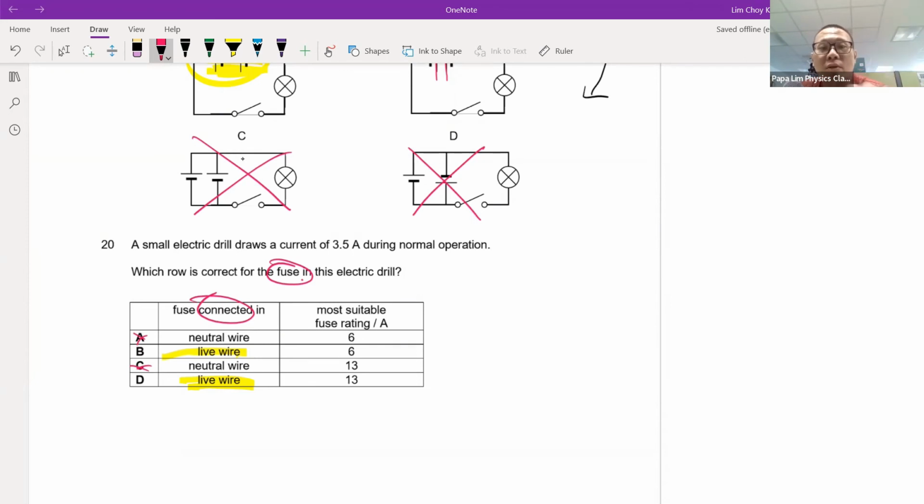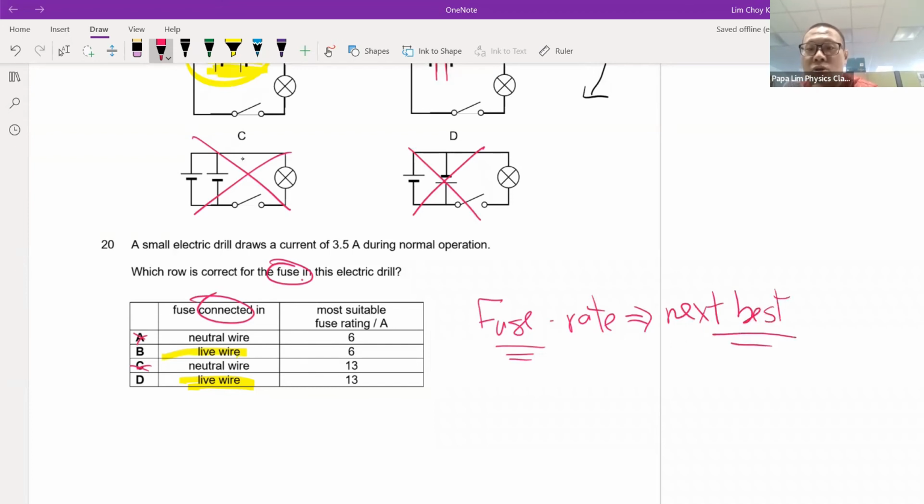So when we talk about using the correct fuse rating, it's not that 13A is common, so I will just use 13A regardless of my calculation. No, it's not this way. For fuse rating, the primary rule is we always choose the next best rating, the most appropriate one, not the most commonly available. For example, if my current is 10A, the next nearest value for fuse rating is 13A, so I will use a 13A fuse.